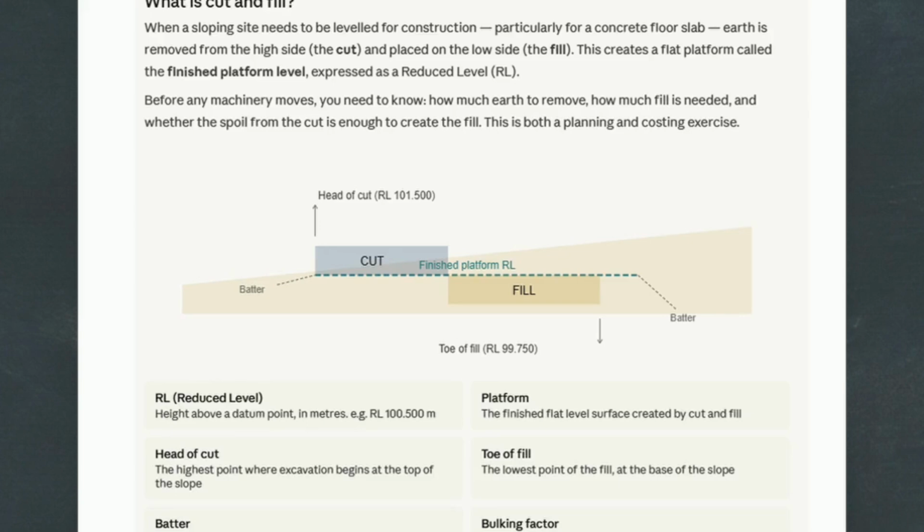This diagram illustrates cut and fill. Earth is removed from the high side of a slope, the cut, and placed on the low side, the fill. The goal is to reach this dashed line right in the middle, the finished platform RL, or target baseline elevation.